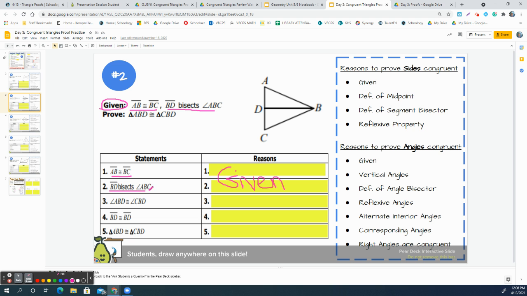And then BD bisects ABC. So don't forget to mark. AB goes with BC. And BD bisects angle ABC. So angle ABC has been cut in half. Okay, I get all of that because it's given to me. In that third row, ABD, that's this top angle, and CBD, this bottom angle, are congruent. Why is that? How do I know that? Yeah, this is the definition of an angle bisector.